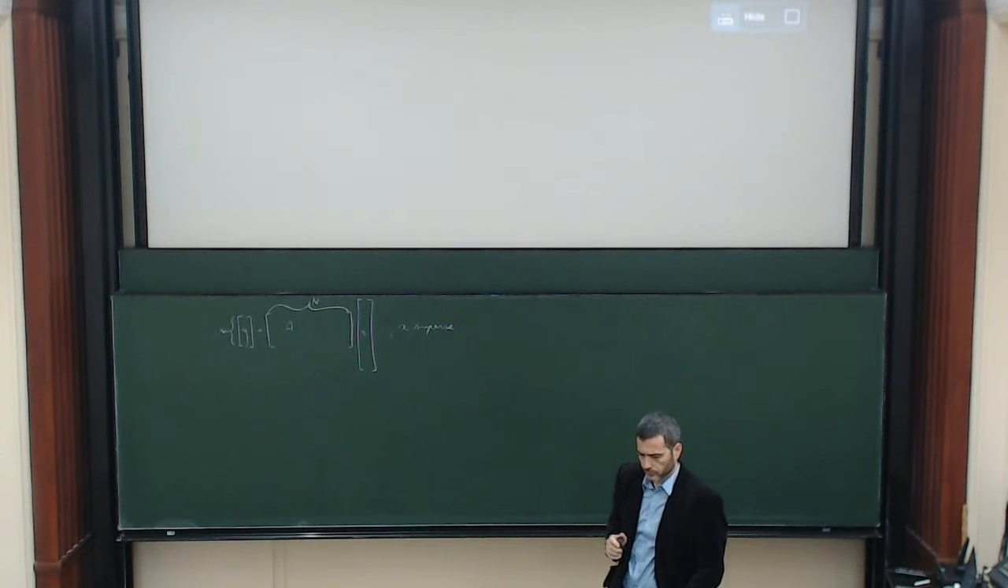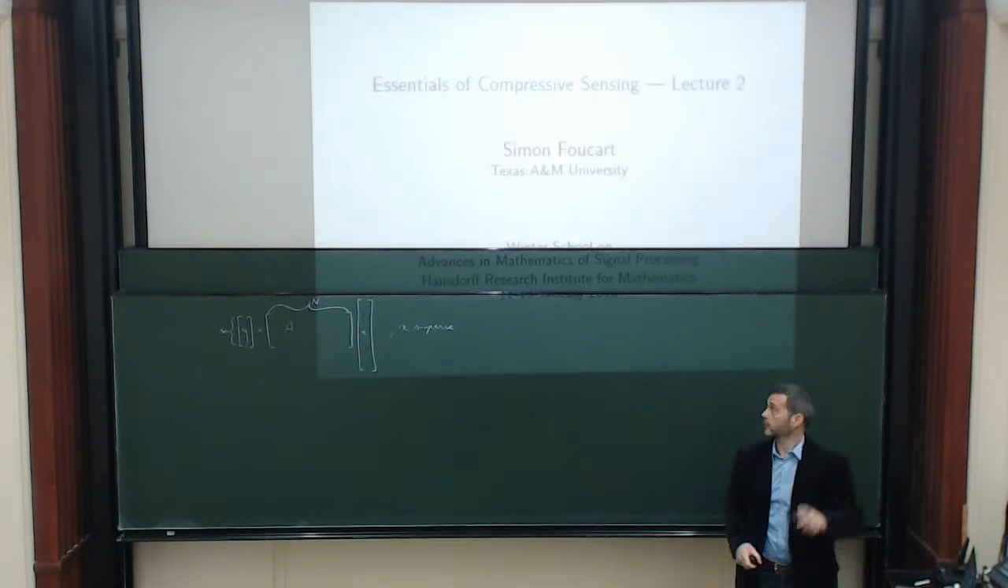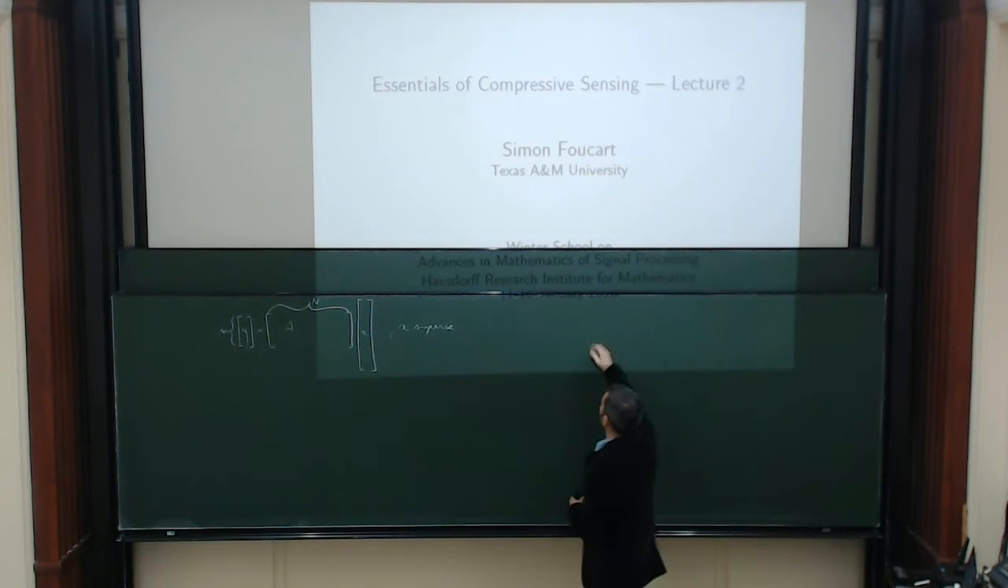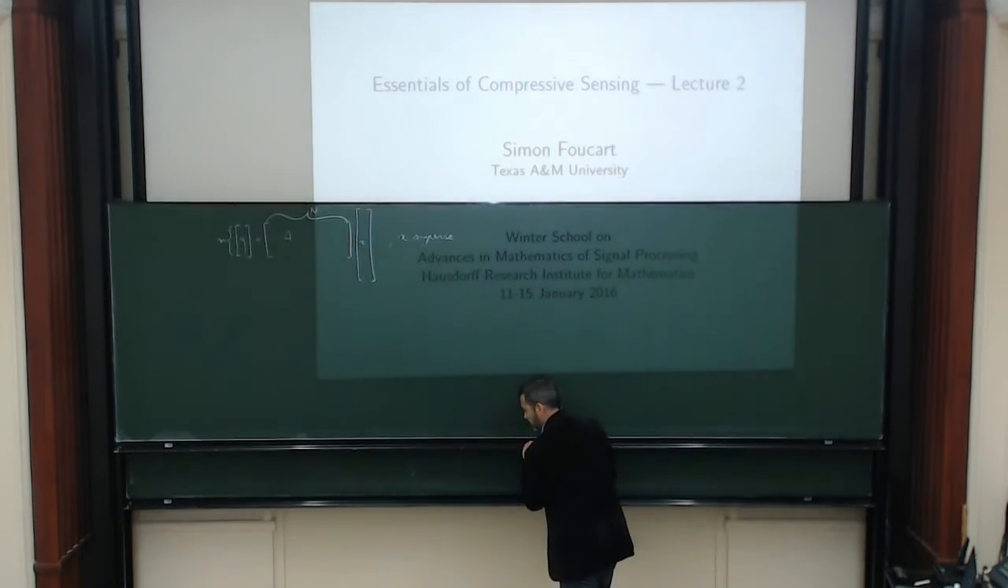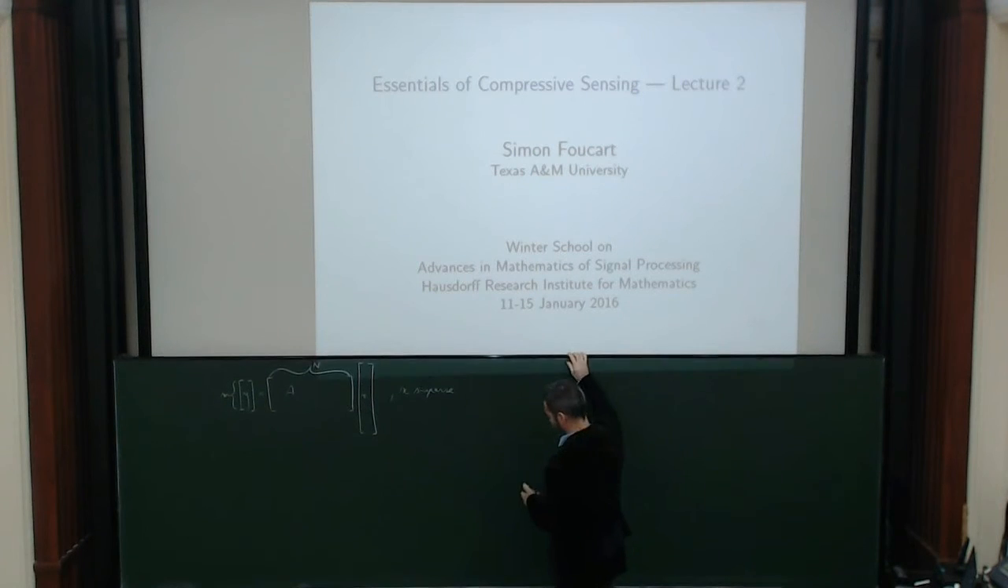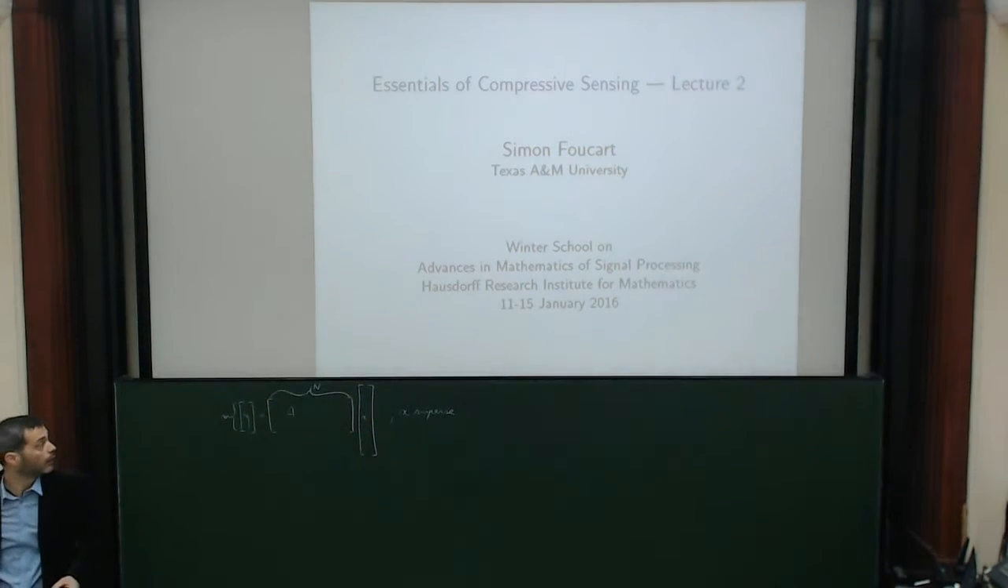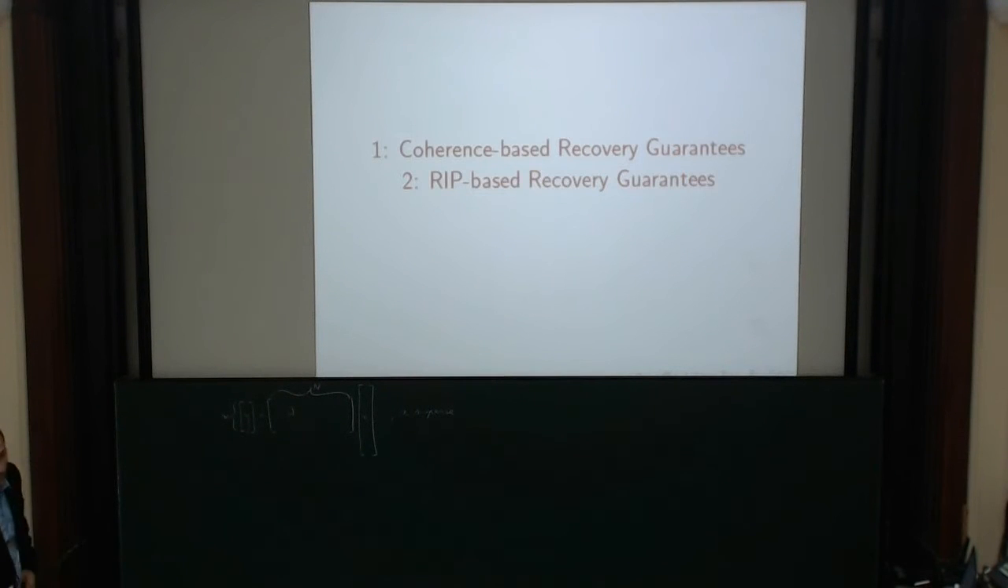After introducing the problem, I also gave you three algorithms and explained intuitively why they should work, but there was no theoretical result. So today, I'm going to concentrate on some theoretical results, and there will be two parts. One, recovery guarantees that are based on the concept of coherence, and second, some recovery guarantees that are based on the more modern concept of the restricted isometry property. So let's start with the coherence.